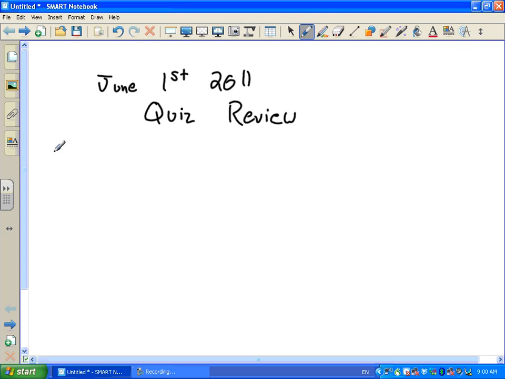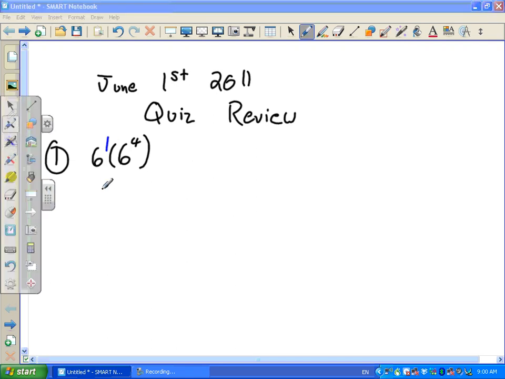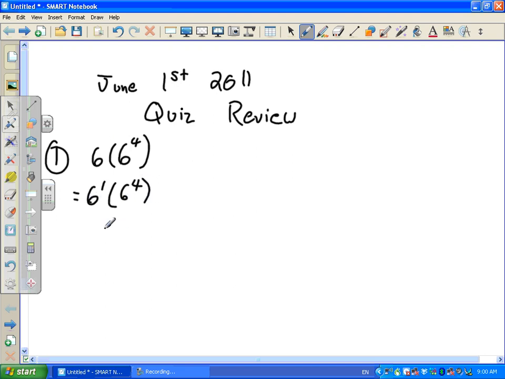So, very first question on your quiz, I think almost all of you have gotten. Question says 6 times 6 to the power of 4. Make sure you realize that any number without an exponent is technically to the power of 1. So what this actually says is 6 to the power of 1 multiplied by 6 to the power of 4. Because the bases are the same, all we have to do is add the exponents. Your answer is 6 to the power of 5.